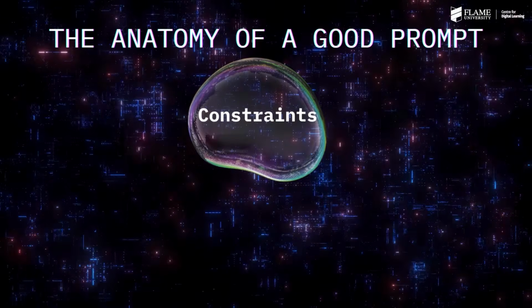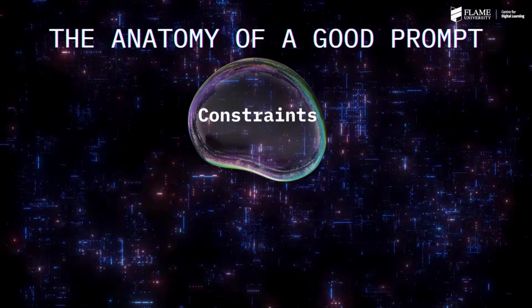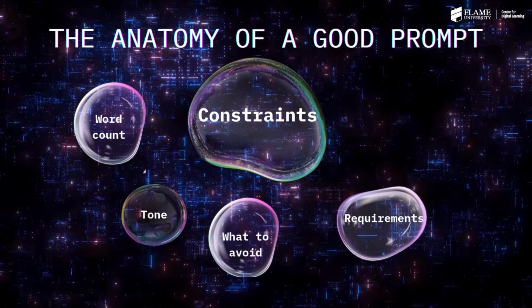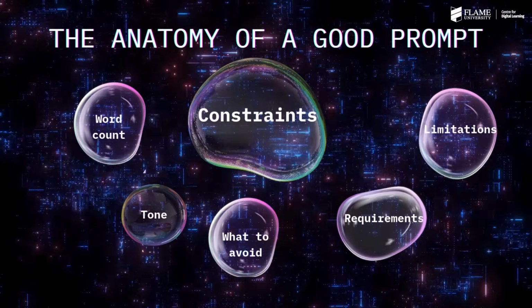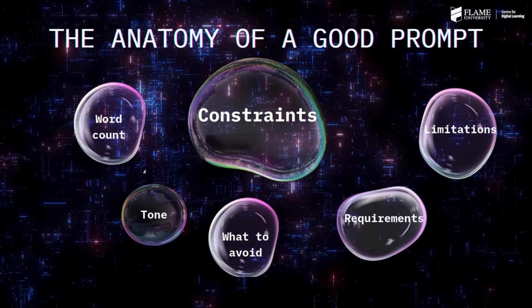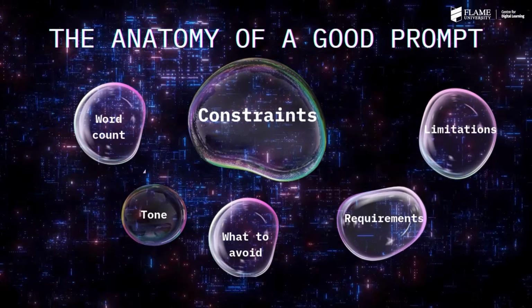Constraints are the boundaries and requirements. This includes things like word count, tone, what to avoid, specific requirements to include, or limitations on the approach. Constraints help the AI stay on track and avoid outputs that won't work for your needs.